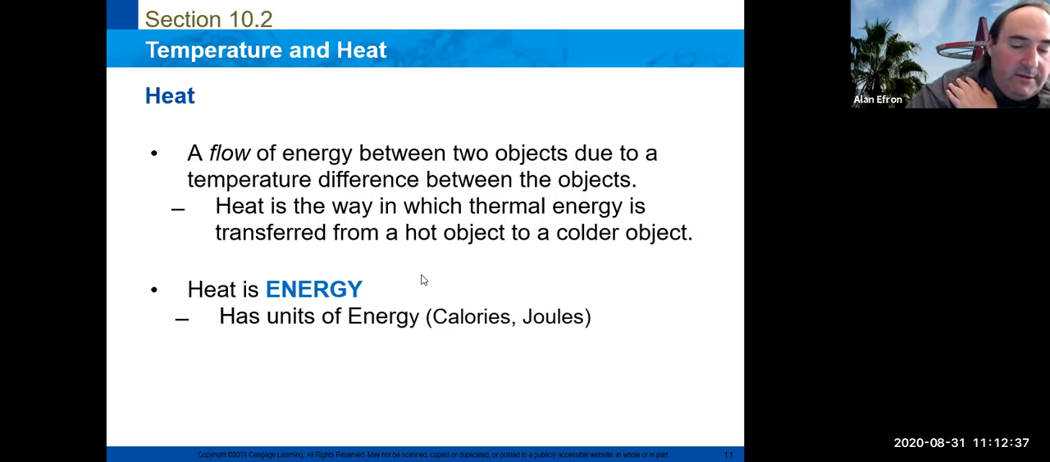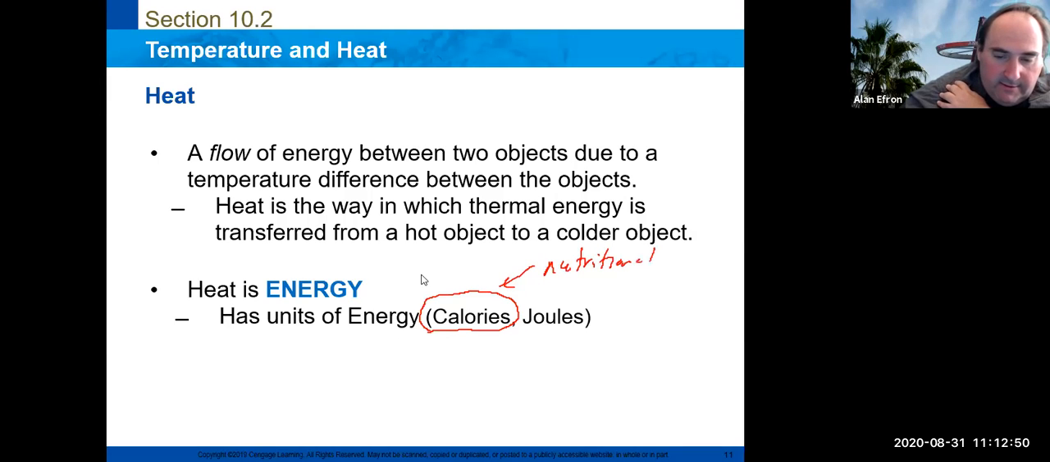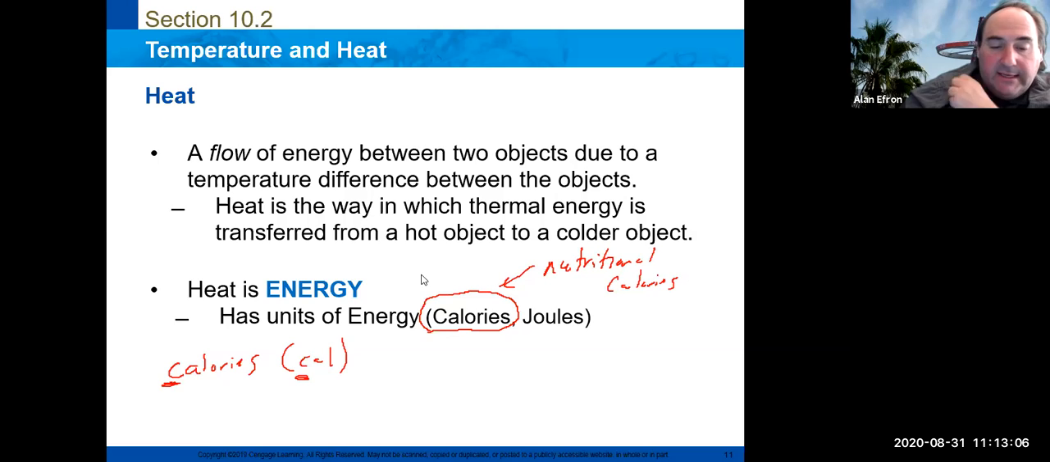So some common units of energy are calories and joules, and there are a couple of different types of calories. Calories written with a capital C are sometimes referred to as nutritional calories. While we also have calories, which I'll write as cal with a lowercase c, this is more what we use in chemistry. You may say they look the same.